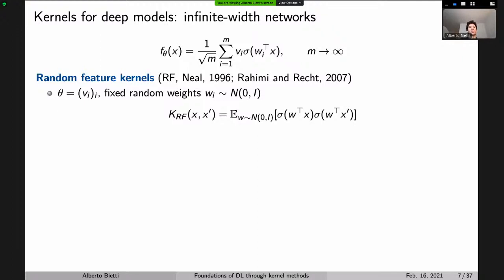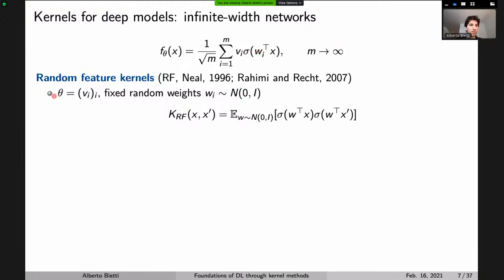Okay, so the second point of view for kernels and deep learning is this infinite width view of deep networks. To make things simple, we can focus on this two-layer network where sigma is a ReLU. So you have an input x, you take m different neurons, where m is the width of the network. For each one, you have an input weight wi, then you apply the ReLU, and then you apply an output weight vi.